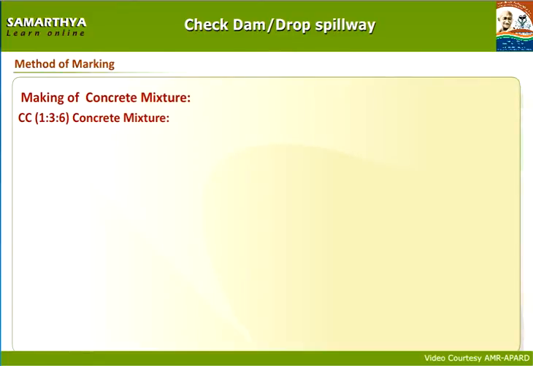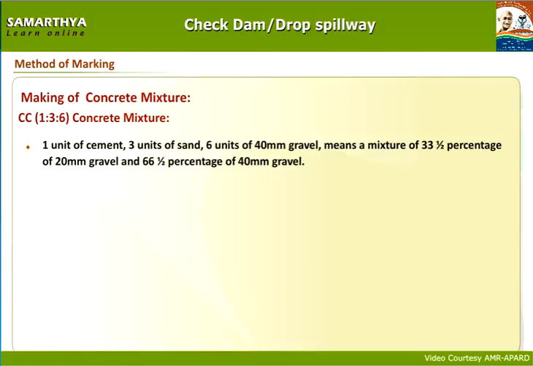1:3:6 concrete mixture. Meaning of cc. 1:3:6 concrete mixture: 1 unit of cement, 3 units of sand, 6 units of 40 mm gravel means a mixture of 33.5% of 20 mm gravel and 66.5% of 40 mm gravel.